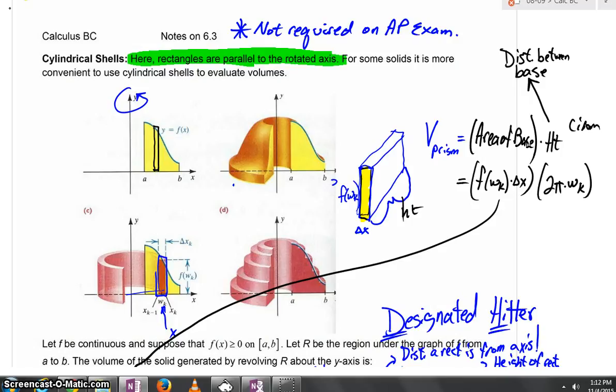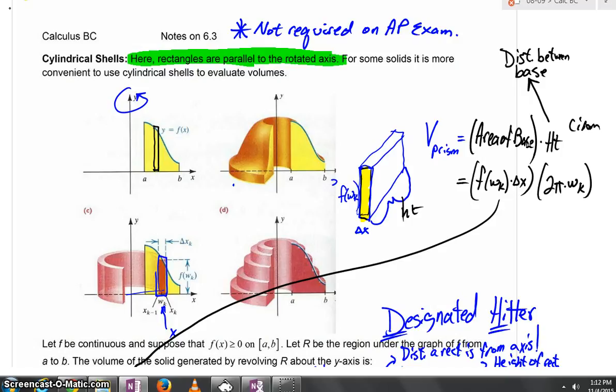Here's why. There are some problems where you might have to do more work. And I think we saw that yesterday doing number 18, I believe, just setting it up on the whiteboard. But this will give you an optional way to do a volume. Cylindrical shells, the big difference, I've highlighted that in green. Rectangles are parallel to the rotated axis. And for some solids, it's more convenient, it's easier to use shells.